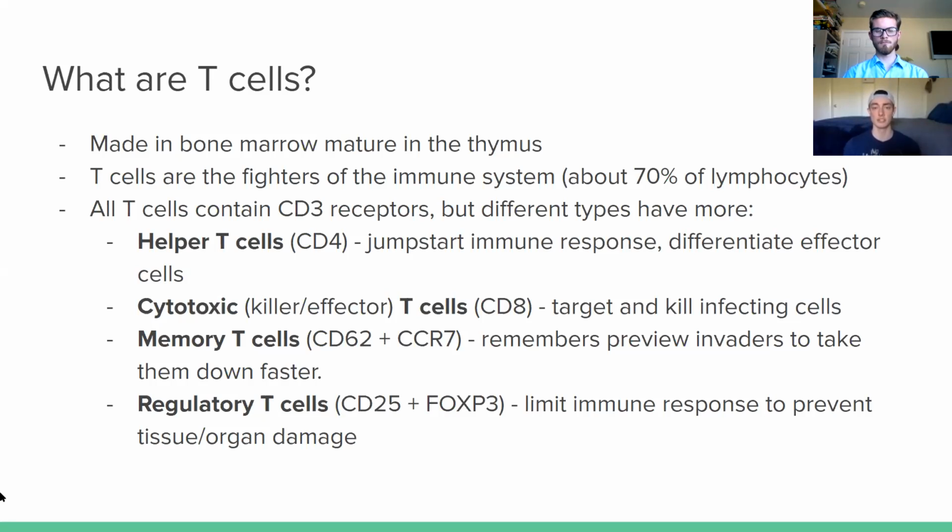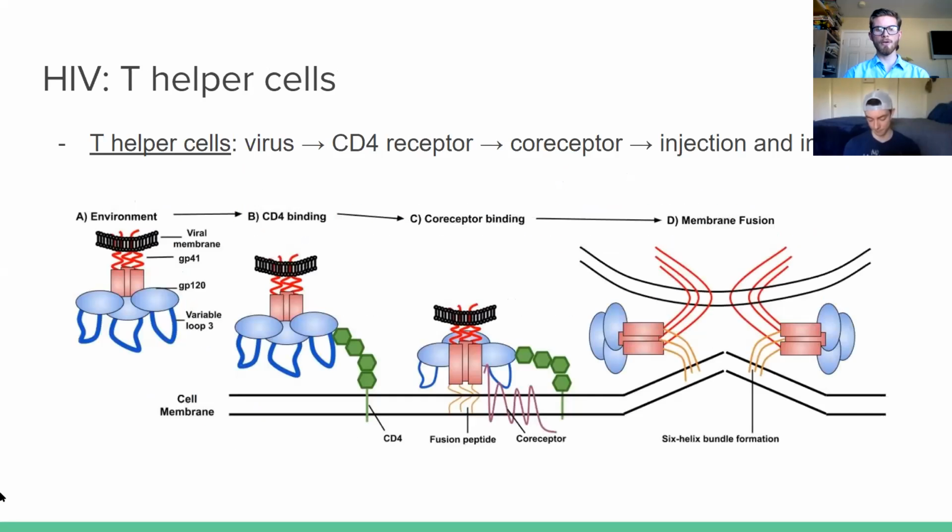And just like all systems, there's always a manager, and the manager in this case is the regulatory T cells, which can be identified through the CD25 receptor and the FOXP3 protein. The main goal of the regulatory T cells is to regulate the environment and make sure that the reaction fits the crime, I guess. And you want this because if you have an overreaction of the immune system, this can lead to possible tissue and/or organ damage.